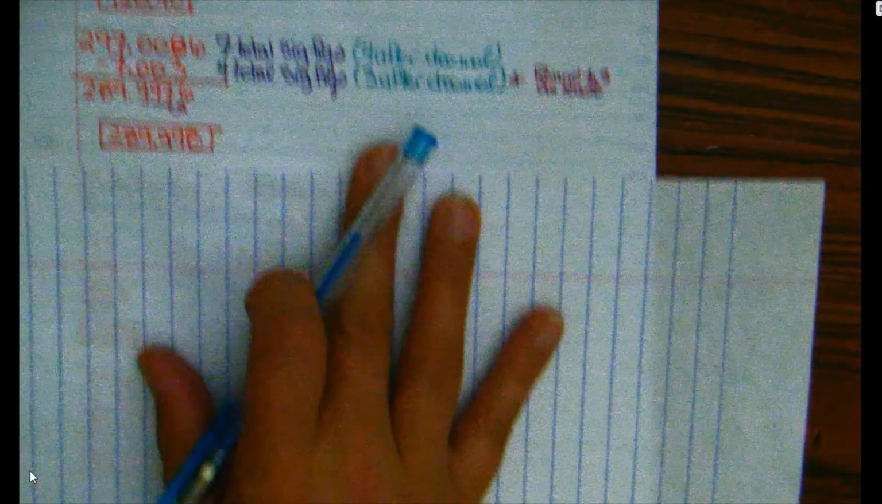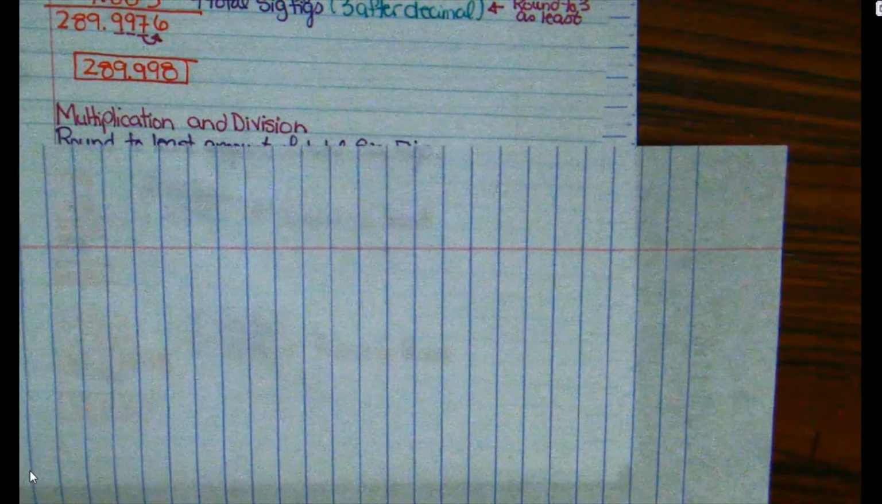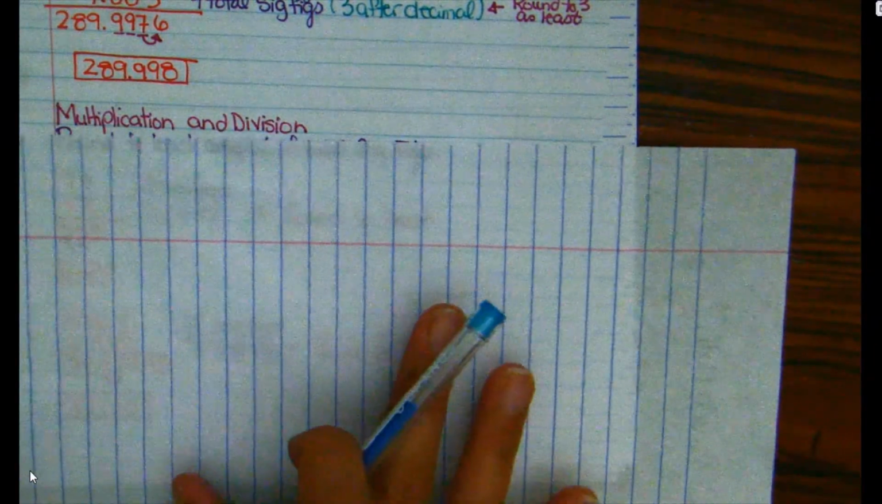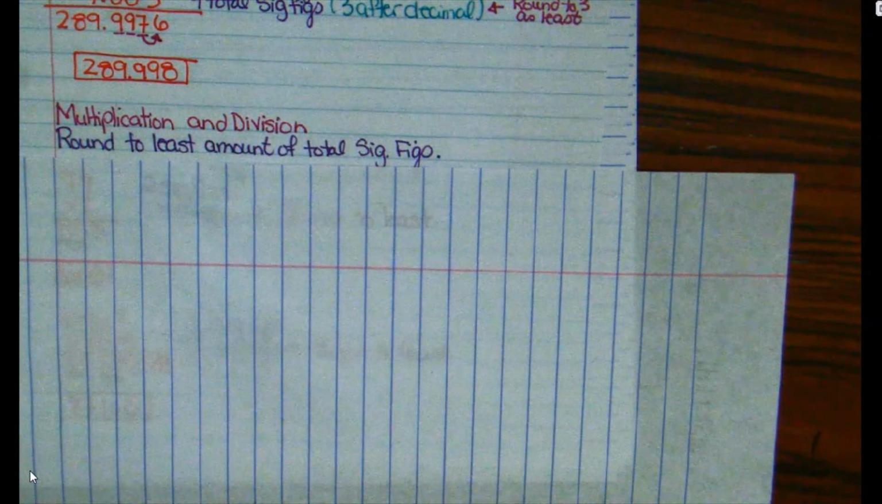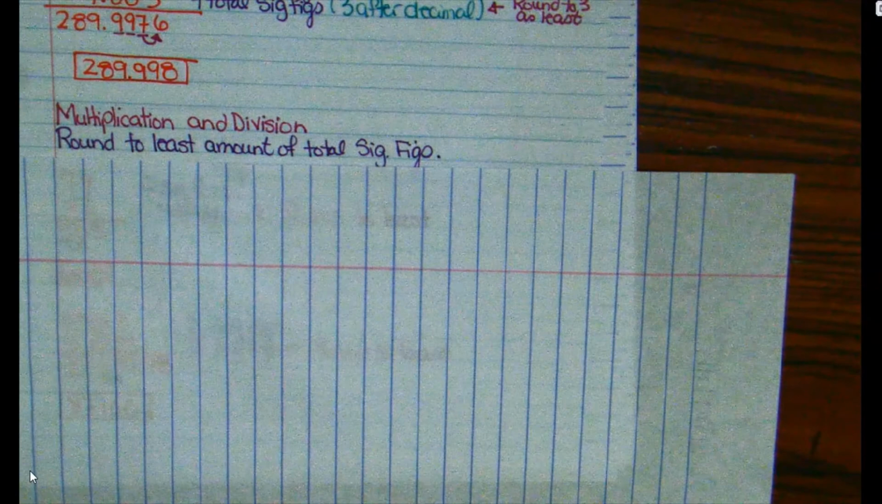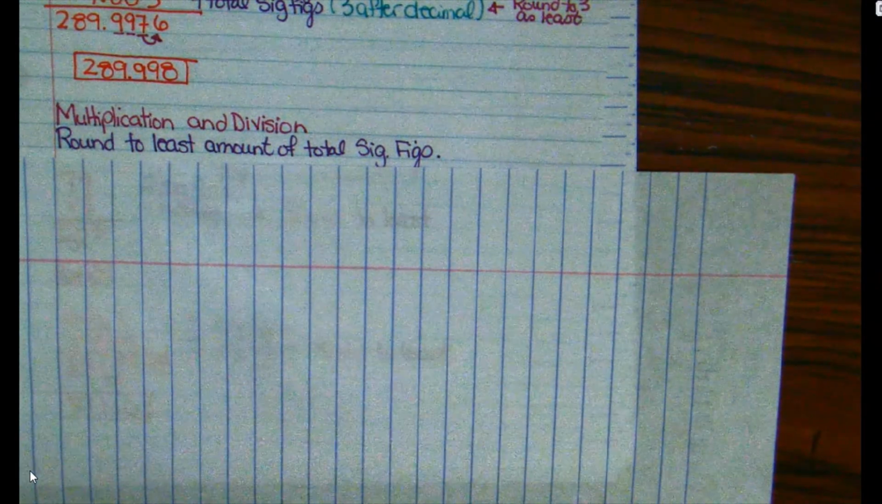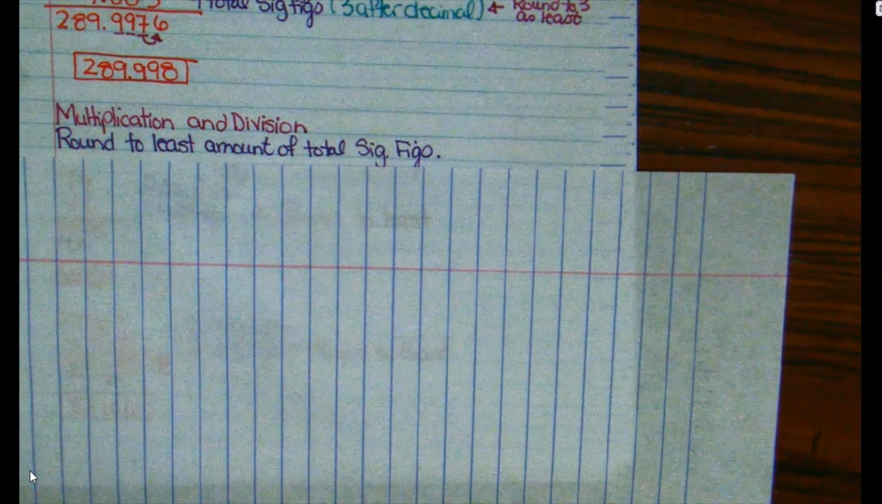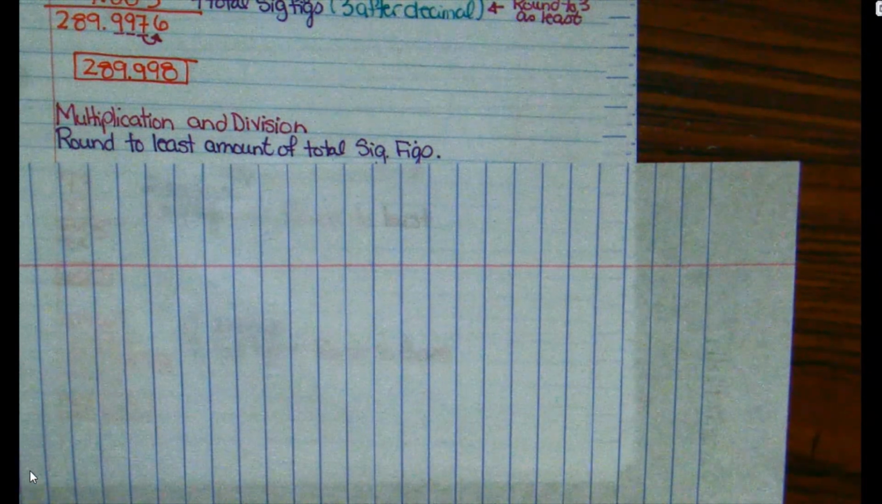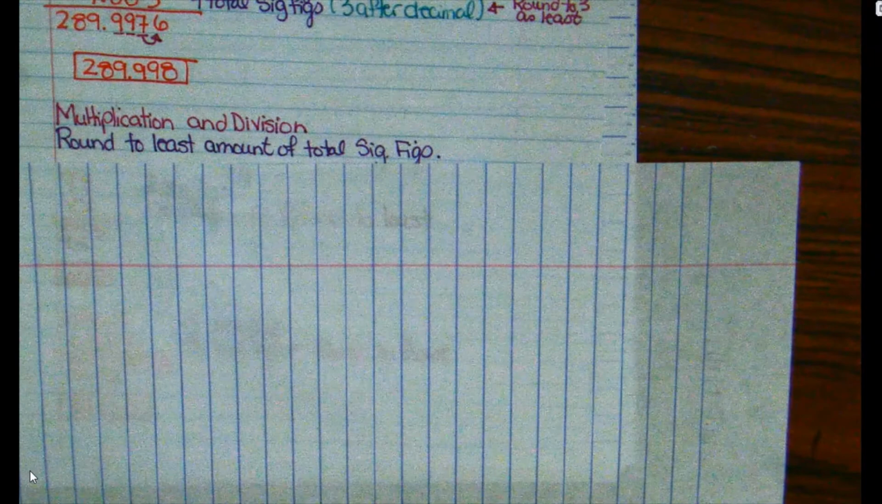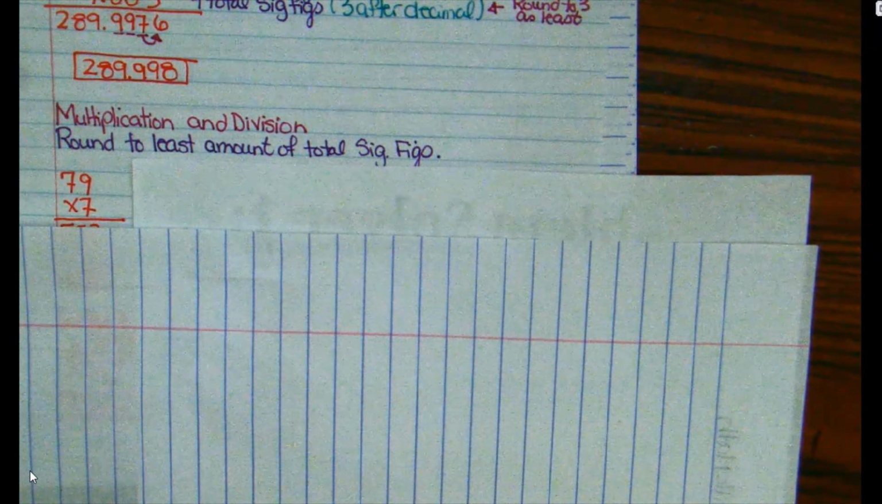Now let's look at multiplication and division. Because the rule for multiplication and division is you're going to round to the least amount of total sig figs. It doesn't matter before or after decimal, it's rounding to the least amount of total significant figures. So let's try a problem. Okay, let's do 79 times 7.